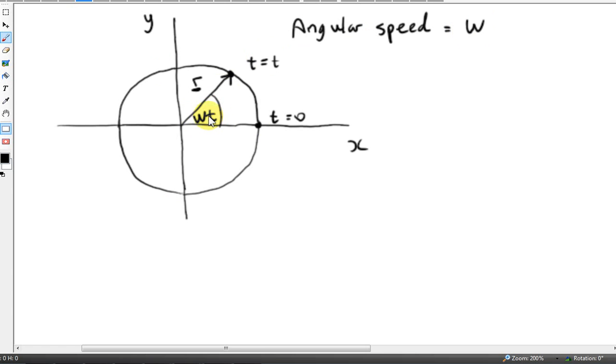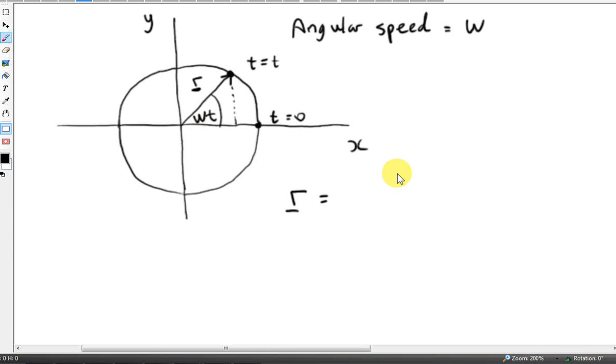So in 1 second, the angle swept out will be omega. In 2 seconds, it will be omega times 2, and so on. After t seconds, it will be omega times t. So here's the position vector. Let's write position vector r in terms of i and j basis vectors.